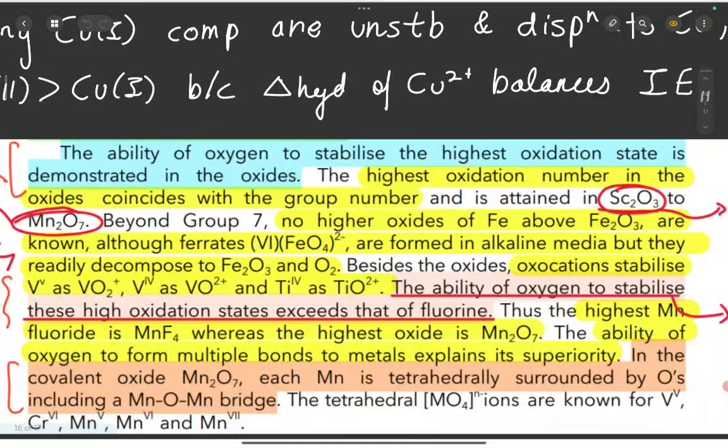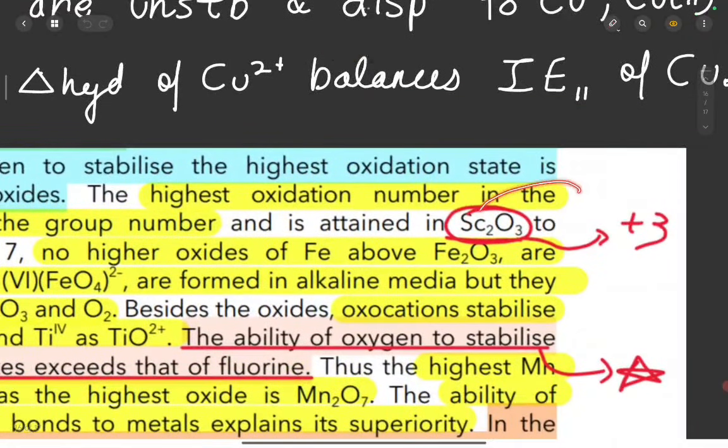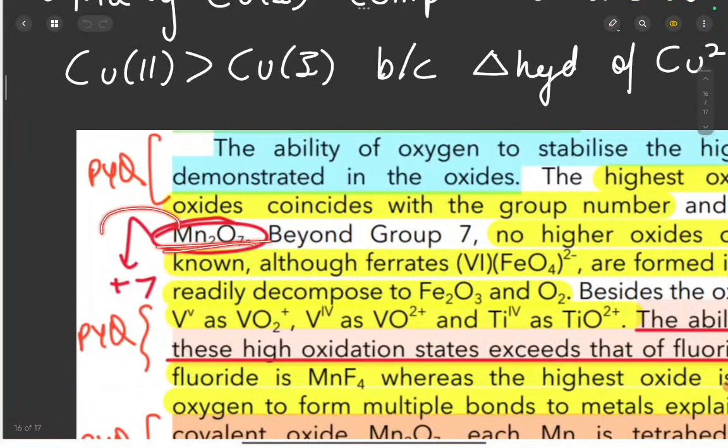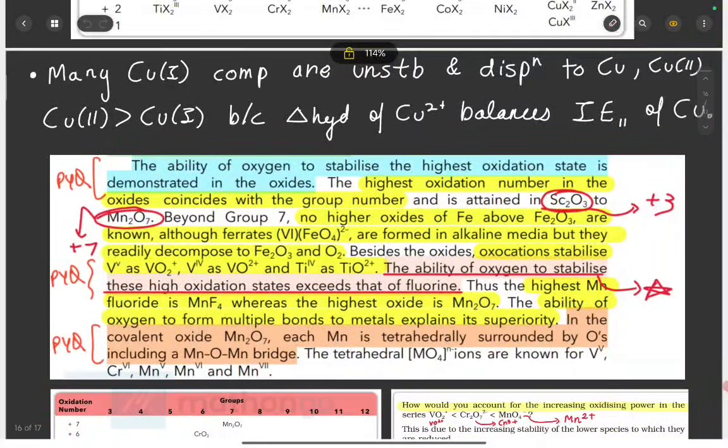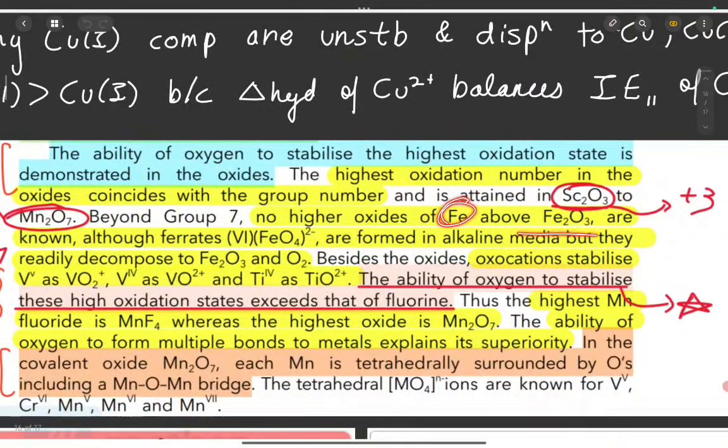Okay, so let's continue. The highest oxidation state in the earlier half coincides with the group number. What does this mean? Scandium 3+ is stable, so Sc2O3 is illustrated in the oxide. In Mn2O7, we learned that the +7 state is most stable, so Mn2O7 exists. And after the 7th group, no oxides of iron exist except Fe2O3.